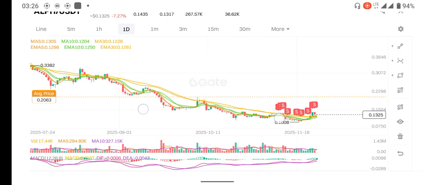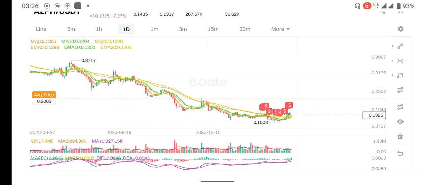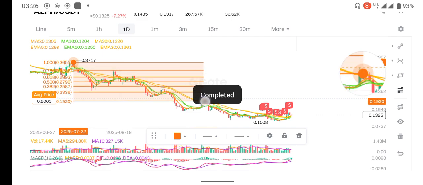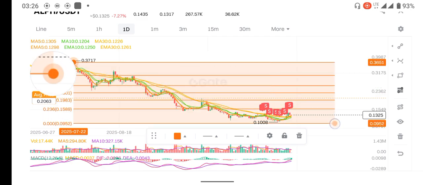Okay, so let's just take it this way. Okay, at 61.8% in the daily chart, we're expecting the price to reverse to 0.245, and at 78.6%, we're expecting the price to reverse to 0.3, and at 100%, we're expecting the price to reverse to 0.3651, which is quite impressive.